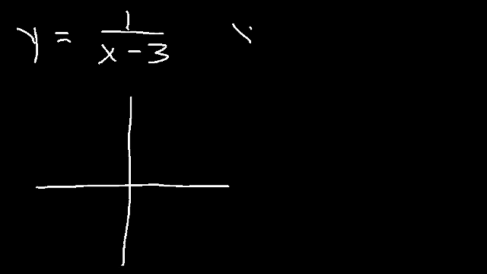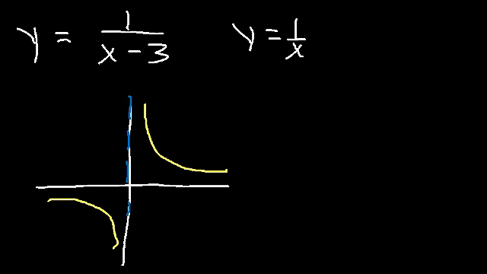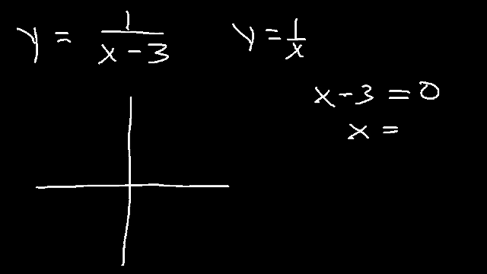Now what if we have a rational function that looks like this? How can we graph it? So if you recall, the graph 1 over x looks like this. There was a vertical asymptote at x equals 0. But now it's x minus 3 on the bottom, so it's going to shift 3 units to the right. If you want to find the new vertical asymptote, set the denominator equal to 0. So the new vertical asymptote has been shifted 3 units to the right, so it's over here.